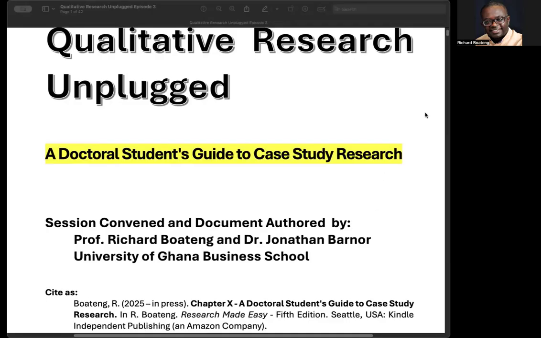So today, we're zeroing in on a really crucial methodology for so many doctoral journeys: case study research. And we're lucky because we're drawing our insights from a fantastic resource, a doctoral student's guide to case study research. It's a really practical guide, co-authored by Professor Richard Boateng and Dr. Jonathan Barnor, both from the University of Ghana Business School.